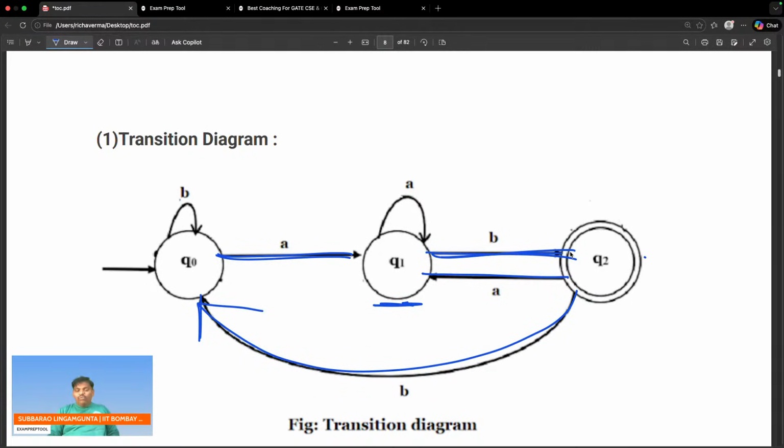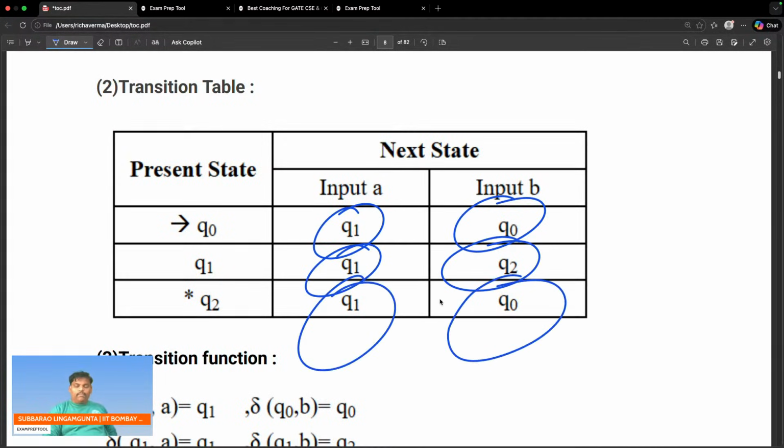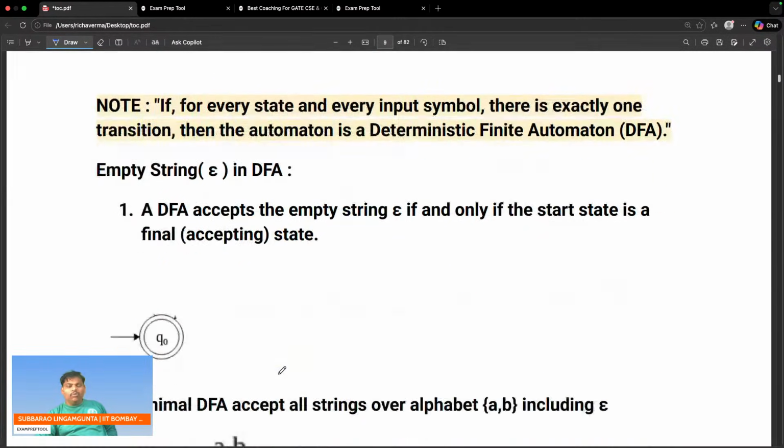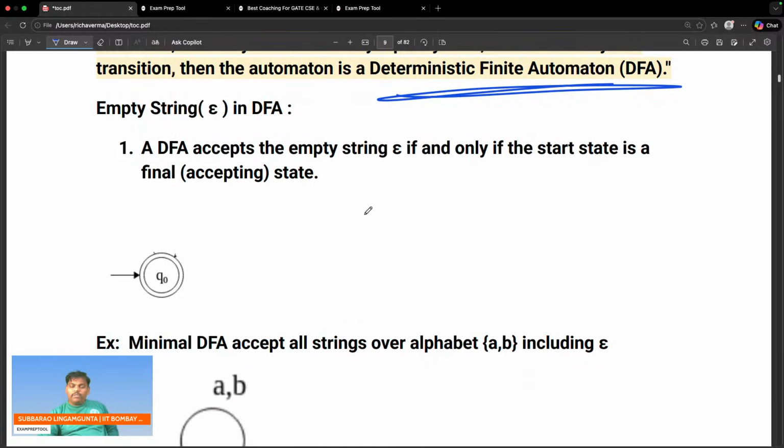In this diagram, if you observe, for every state, for every symbol, exactly one transition. You can verify. On every state, for every symbol, exactly one transition, so that is the reason it is called a DFA. Everywhere one is there. Only for namesake, definitions. Who will ask in the examination? No one will ask definitions. I'm just giving the definition so that everyone will be comfortable. Note: if for every state and every input symbol there is exactly one transition, then the automaton is known as a DFA. Okay, fine. And for the empty string purpose, a DFA accepting the empty string.